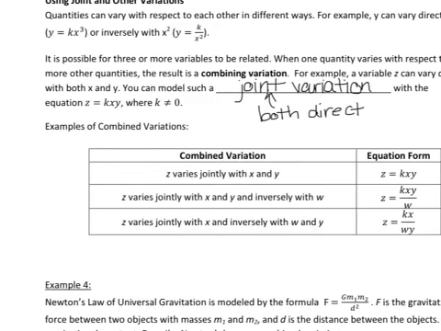All right, the equation for this would look like this. Z equals k, because we have to have our constant of variation, times x times y. If they're direct, then the x and y are going to be on the same level as z. If they're inverse, like when we come down here, we have jointly with x and y, so they're on top, and inversely with w, w is on bottom. So if it's direct, they're on the same level. If it's inverse, it's on the bottom of the fraction. Does that make sense?